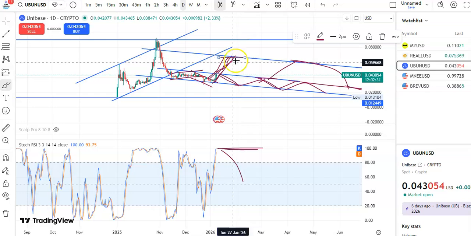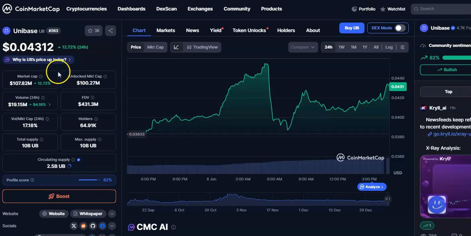Now we'll talk about other details about this cryptocurrency. You can see the current price is $0.04312. It is up by 12%. Rank is around 263. Around 3k users are following this cryptocurrency. Market cap is $107.82 million, and the volume in 24 hours is $19.15 million. It is up by 94%. Total supply is 10 billion UB coin, and there are around 64.91k holders for this cryptocurrency. Maximum supply is 10 billion UB coin, and the circulating supply is around 2.5 billion UB coins. So you can see very clearly these are the other details for this cryptocurrency.